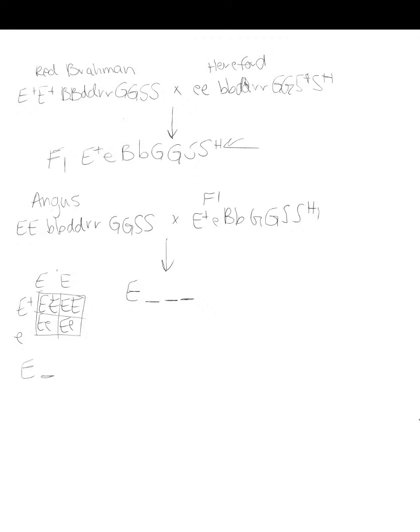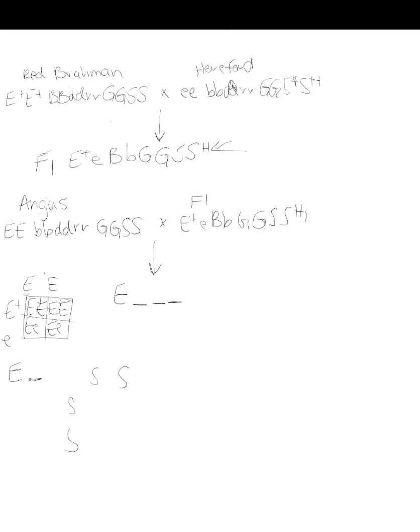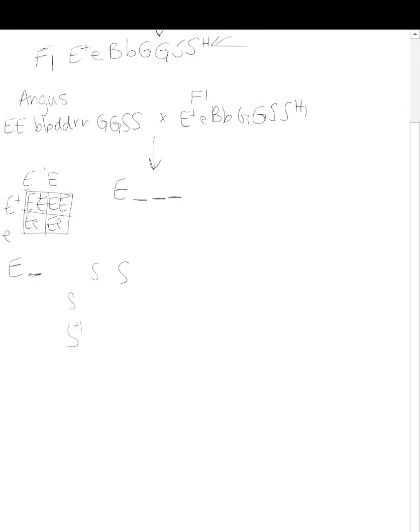And then the next locus we need to worry about is our spotting. So we'll have big S from the Angus, and then big S, SH from our F1. So we have big S, big S, and then big S, SH, big S, SH. So we're going to get a half that are big S, and then a half that are big S, SH. So then we'll branch off here. So we'll have a half, big S, and then a half that are big S, SH.